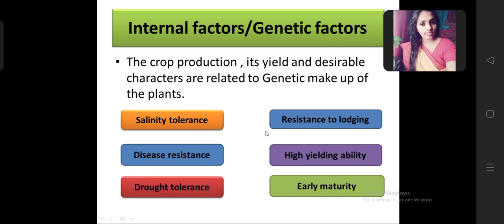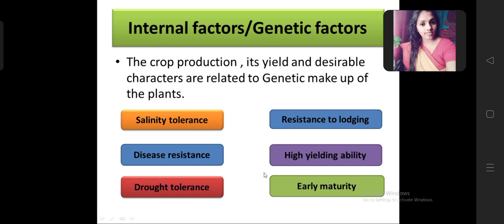Next one is disease resistance. In both vegetable and fruit crops, we use disease resistant genetic material, so the effect of pests and diseases is reduced. In the case of rice, IR20 is responsible for resistance to bacterial leaf blight disease, bacterial brown spot disease, etc. And the next one is high yielding ability. For that, we use high yielding varieties, which are also influenced by the genetic makeup of the plant.